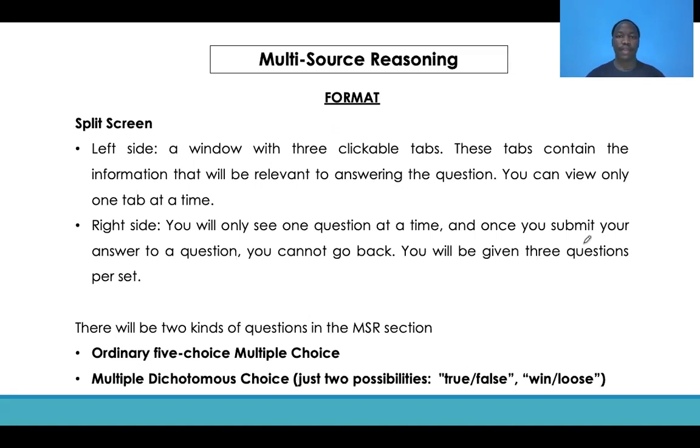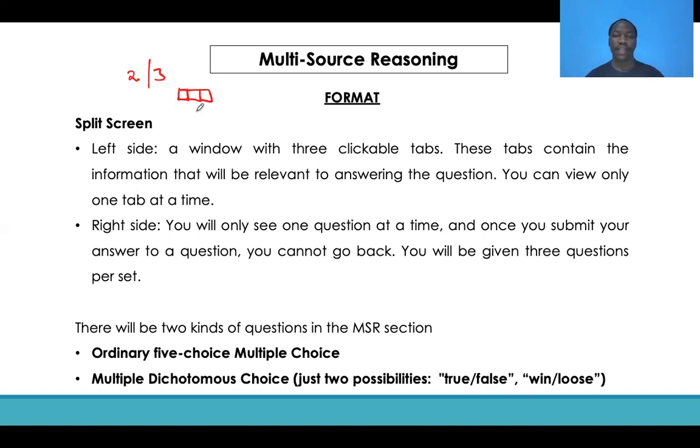Multi-source reasoning, basically you'll be given a number of tabs. Most of the time it will be 2 or 3 tabs. You'll have something like this. Then each of these tabs contains some information that you must go through, analyze, and then you'll answer questions based on this information on these 3 tabs.